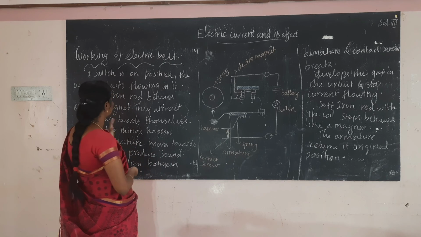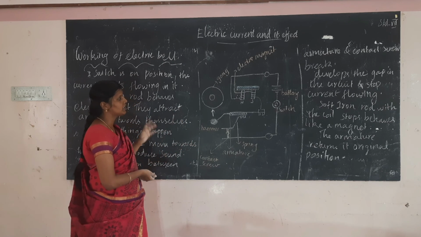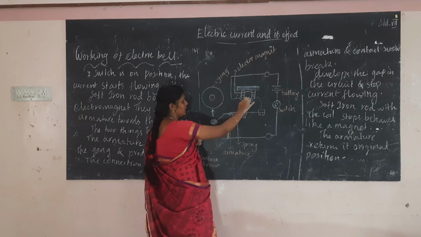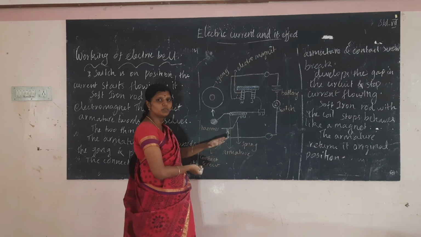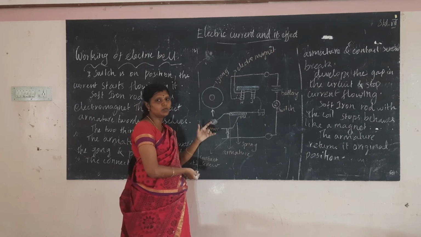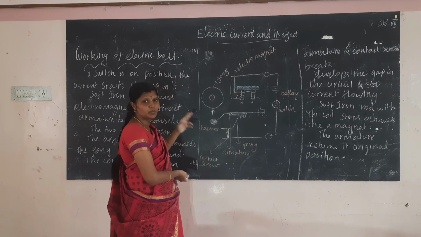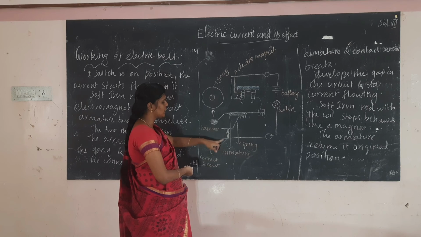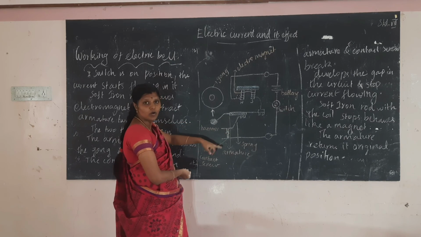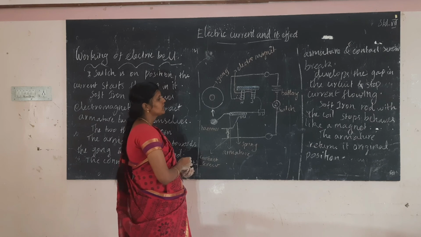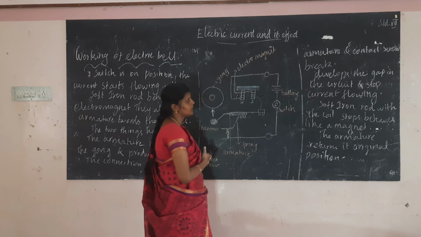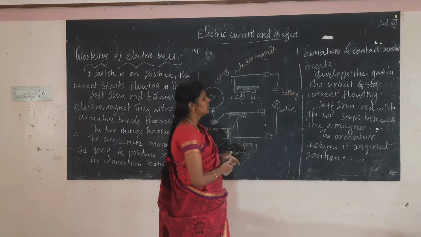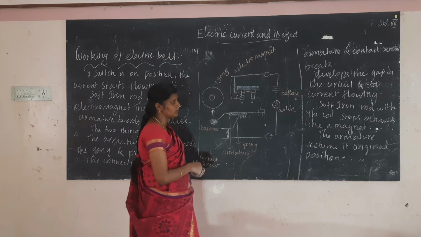First, when the switch is in the on position, the current flows through the circuit. The soft iron rod behaves like an electromagnet and attracts the armature. Two things happen. One is the armature moves towards the gong and produces sound. The other is the connection between the armature and the contact screw breaks. It develops a gap in the circuit and stops the current flowing.